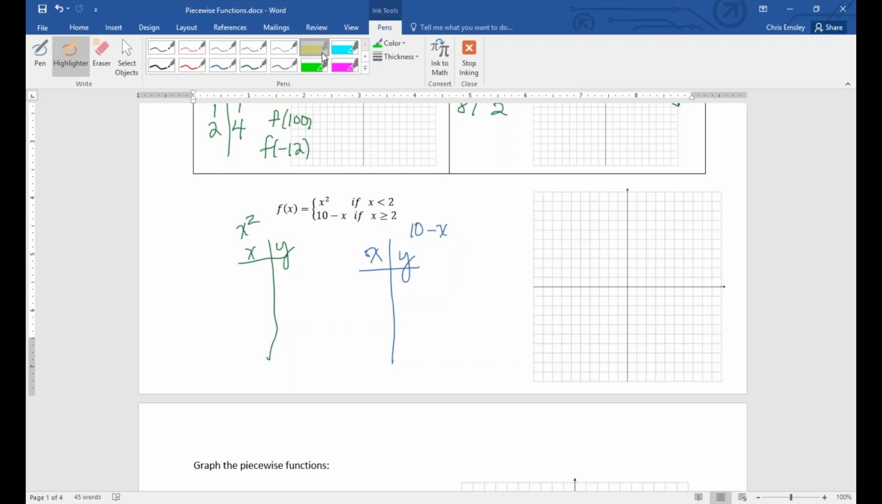Okay, and very important thing to notice right here, we can only use values for x that meet the condition given. So for the x squared part, that is only if x is less than 2. So we could put in negative 2, we could put in negative 1, 0, 1, and actually, even though x has to be less than 2, I am going to plug 2 in there. I'm going to put a little star about that because we're going to talk about that when we graph it. We don't want to include that endpoint, but we need to go right up to that point, so we need to know what that value is.